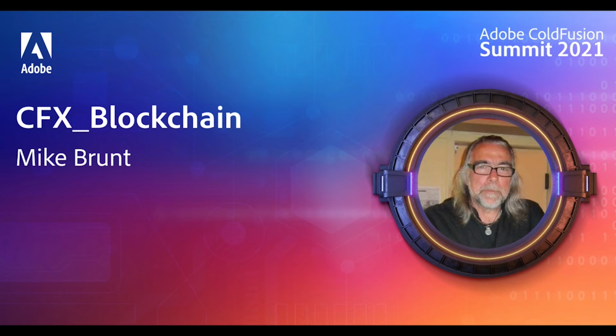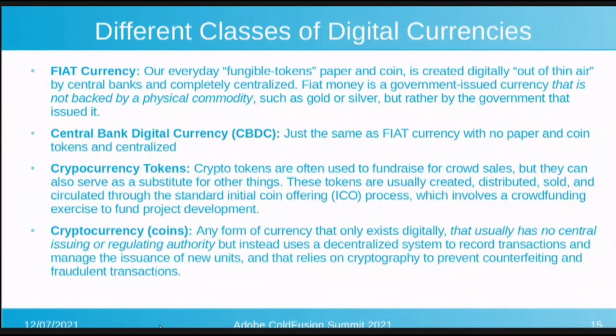Central bank digital currency, CBDC. And as I say, it's just the same as fiat currency with no paper and coin, but it's centralized. And the worst thing about central bank digital currency, and they're definitely coming, is that the government or the entity that issues them will have complete control over all the monetary transactions that we make. They'll be able to see them. They'll be able to control them if they want to. I'm not a fan of that, and if somebody says central bank digital currency is the same as cryptocurrency, it's not.